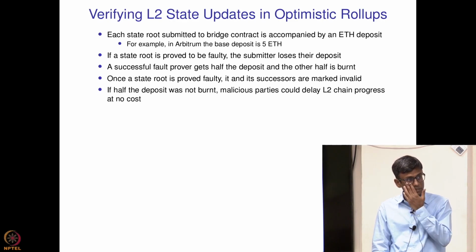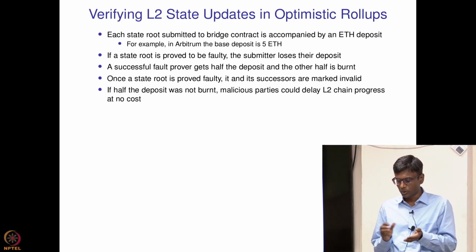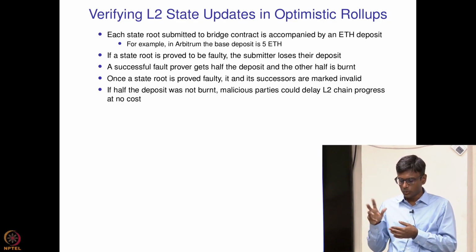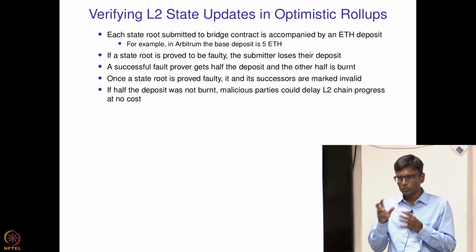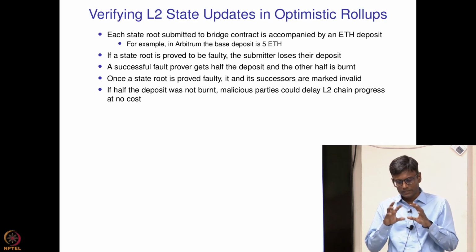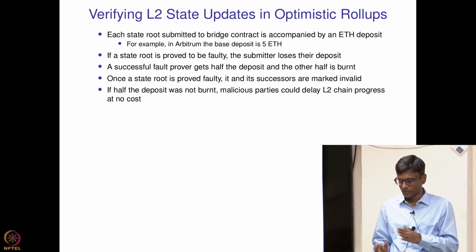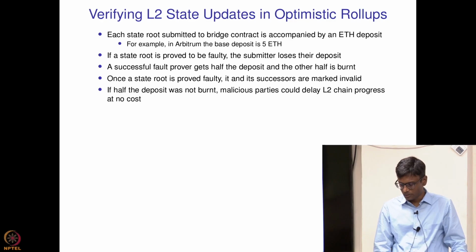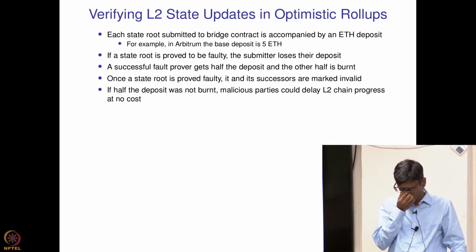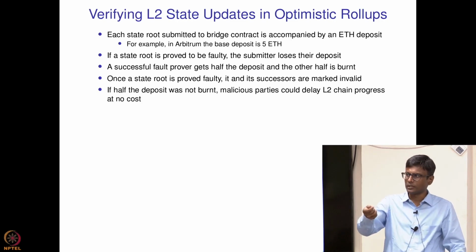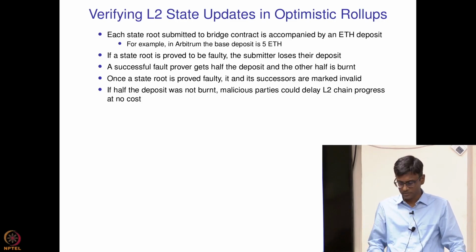And like I said, if half the deposit is not burnt, then some people may want to delay the L2 chain progress at no cost, because when the fault is being proved, there is some delay. Everybody is watching the chain to see what is the result of the fault proof. So some chain progress may be delayed because of a fault proof. That's why we burn half the deposit, to prevent malicious parties from submitting faulty state roots and then proving the fault themselves.